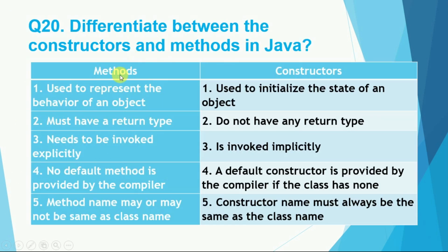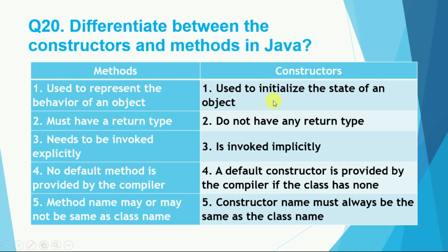Now the difference between a constructor and a method. This question is also very important. A method is simply what we call a function in C and C++. In Java we call a function a method. A method is used to represent the behavior of an object. It also has a return type, needs to be called and invoked explicitly, no default method is provided by the compiler, and the method name may or may not be the same as the class name.